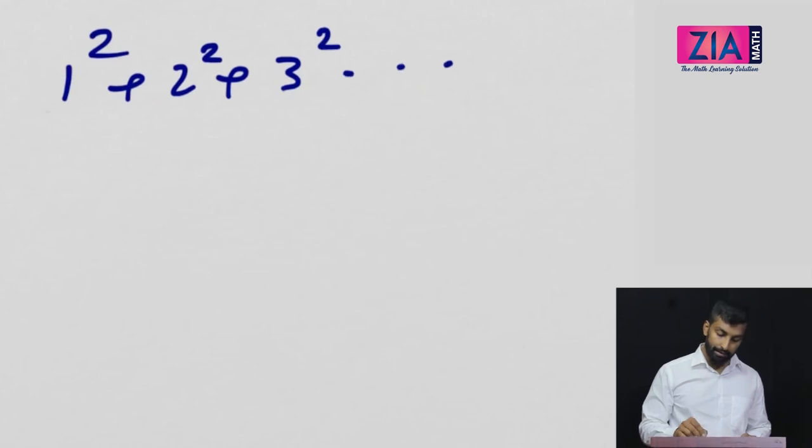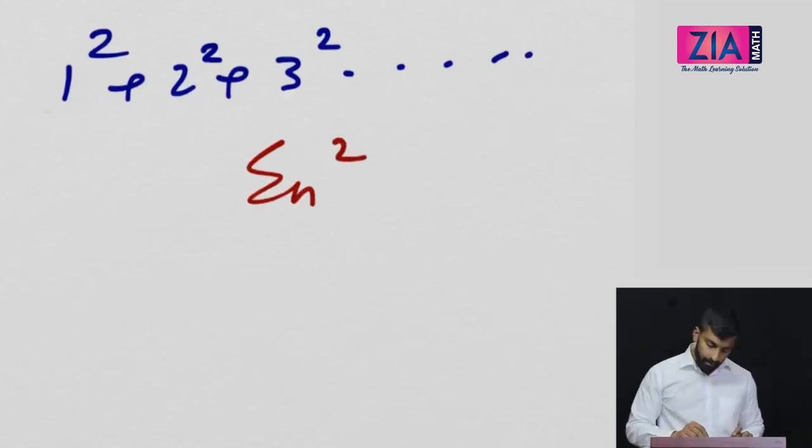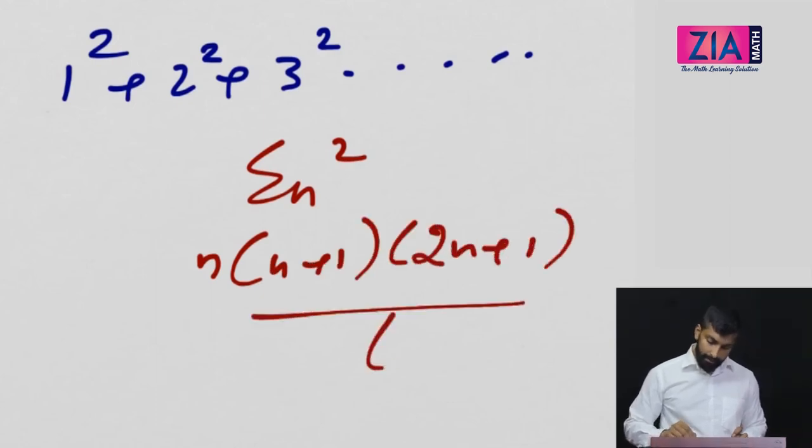Then you can get questions based on this also, like 1 square plus 2 square plus 3 square, and so on, the way they ask you the question. This is nothing but sigma n square. And what is the answer? n into n plus 1 into 2n plus 1 divided by 6.